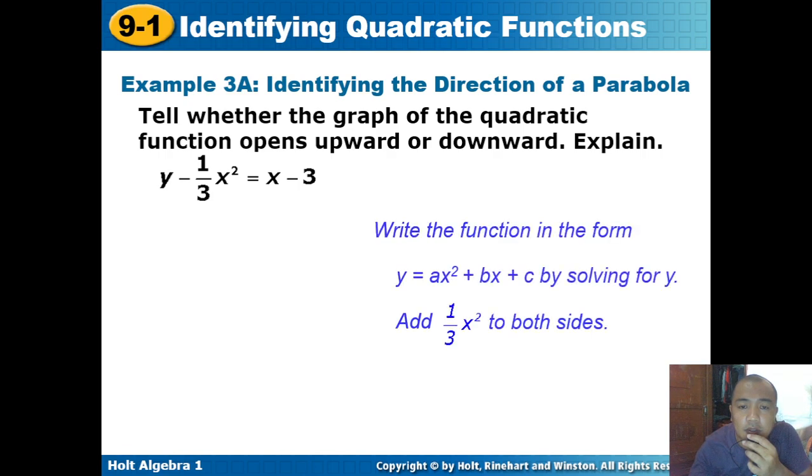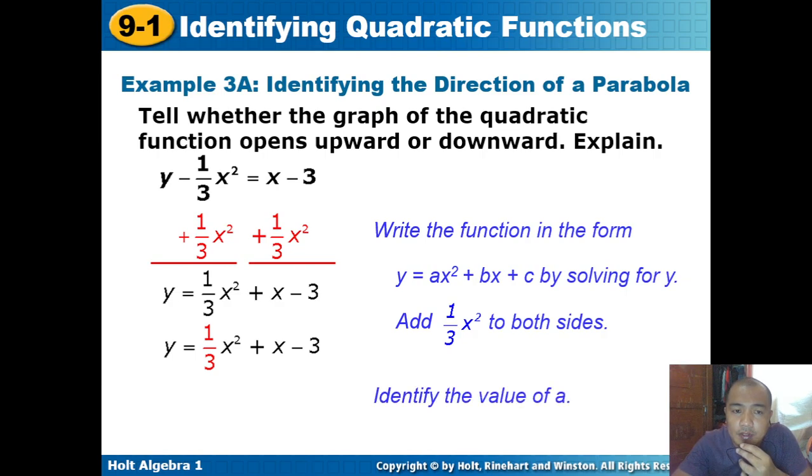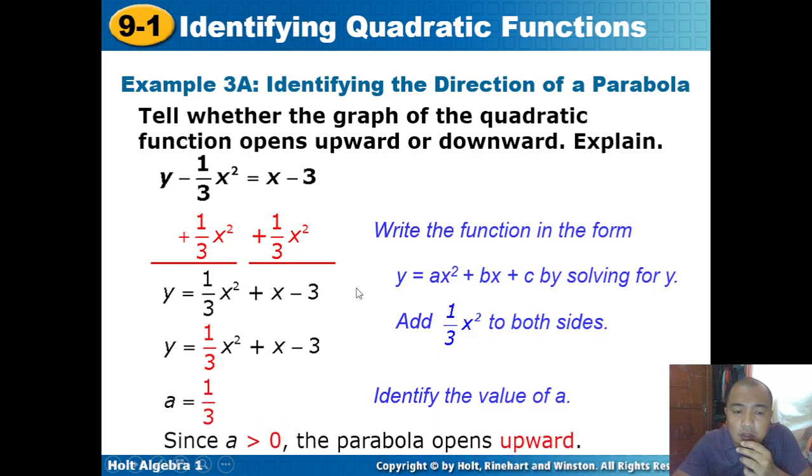What's your answer? First, write the function in the form y equals ax squared plus bx plus c by solving for y. So, you transpose negative 1/3 x squared to the right side of the equation. So, it will become y equals 1/3 x squared plus x minus 3. So, what's the opening of the graph of this quadratic function? The answer is, I first identify the value of a, which is 1/3. 1/3 is positive. It's greater than 0. So, therefore, the parabola opens upward. So, basta pag positive yung a, parabola opens upward.